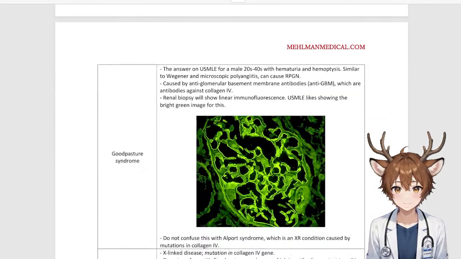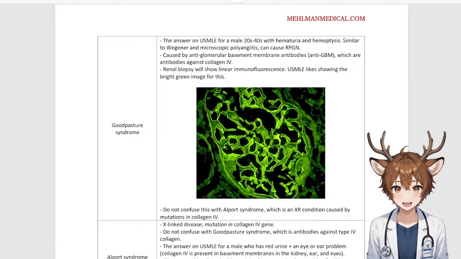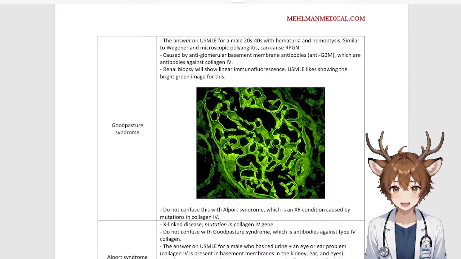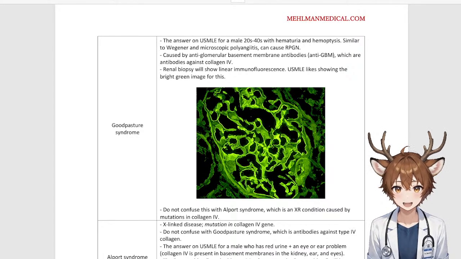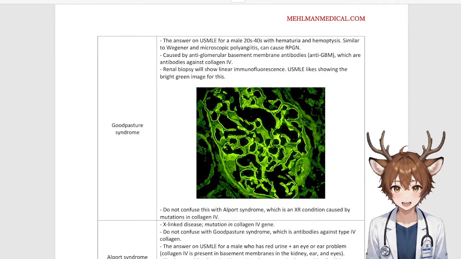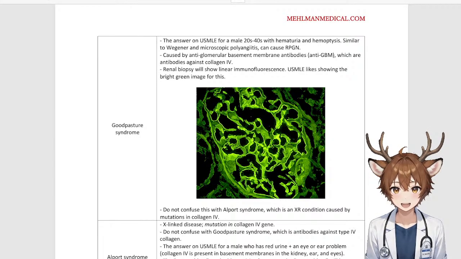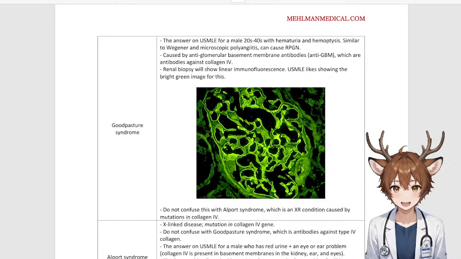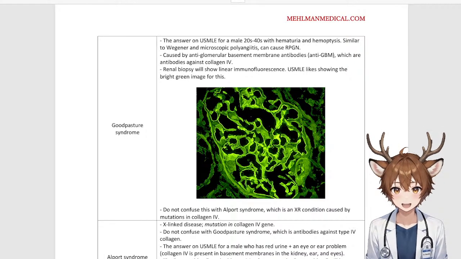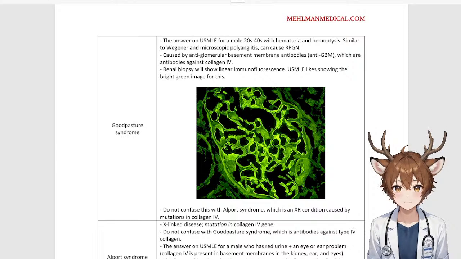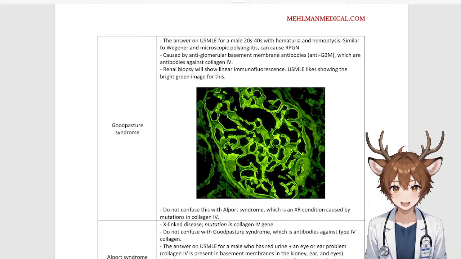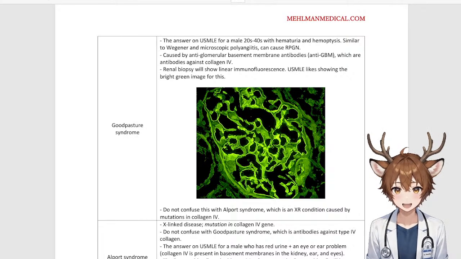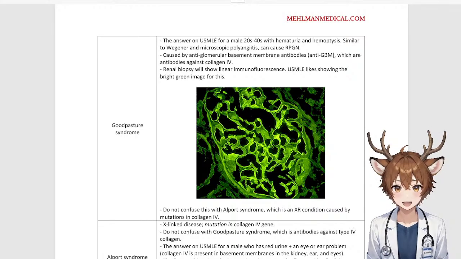The answer on USMLE for a male in his 20s to 40s with hematuria and hemoptysis, similar to Wegener and microscopic polyangiitis, can cause RPGN, caused by antiglomerular basement membrane antibodies, anti-GBM, which are antibodies against collagen 4. Renal biopsy will show linear immunofluorescence. USMLE likes showing the bright green image for this.